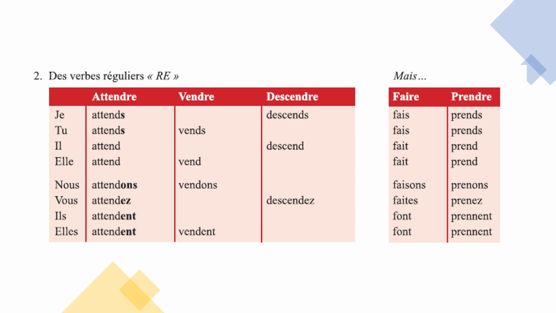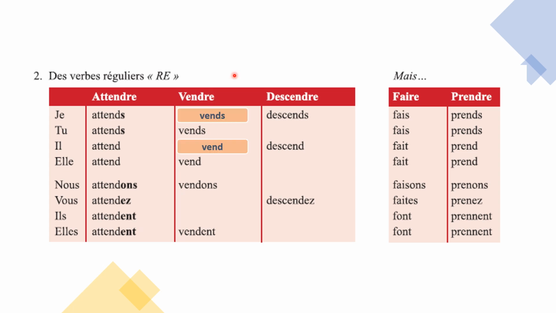So here, same thing as we did earlier. Remove the RE, you get your base. To your base, you add S. S for tu. Il, elle, just the base. Nous, it is ONS. Vous, it is EZ. Il and elle, plural, the ending is ENT. So for vendre, if you remove RE, your base is VEND.